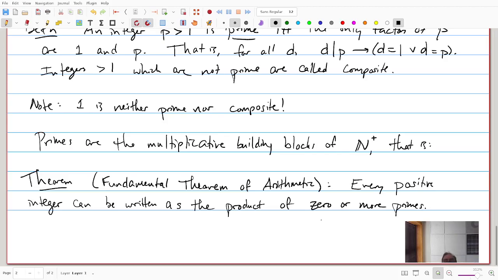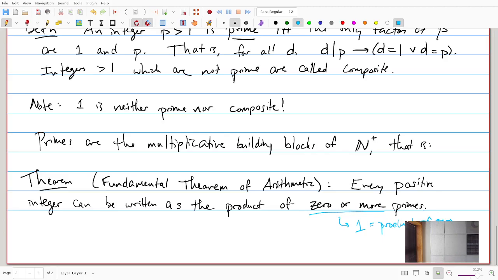So the reason we say 0 or more is because 1 is the product of 0 primes. So it's just an elegant way to include 1 in this theorem.